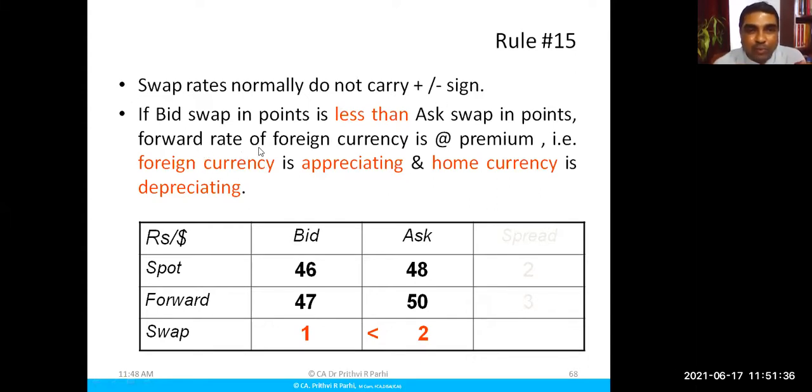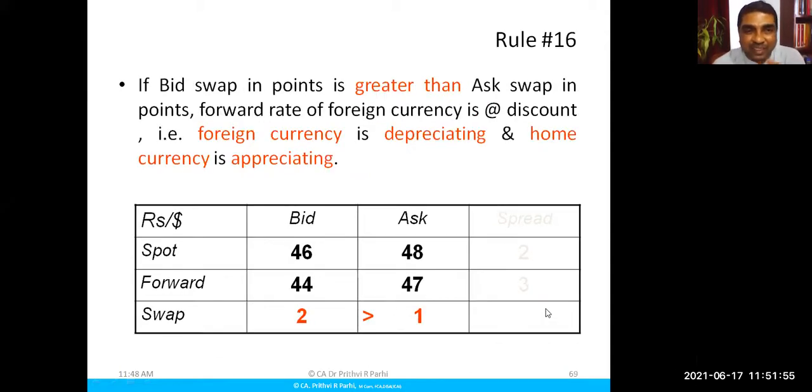If that is the situation, the forward rate of the foreign currency is at premium. That is, the foreign currency is appreciating and the home currency is depreciating. In that case, if the rate is for foreign currency, like rupees per dollar, the swap points should be added to get the forward rate. And if bid swap points are greater than ask swap points, as you are seeing here, 2, 1, in descending order, then the forward rate of the foreign currency is at discount. If so, the swap points need to be deducted.